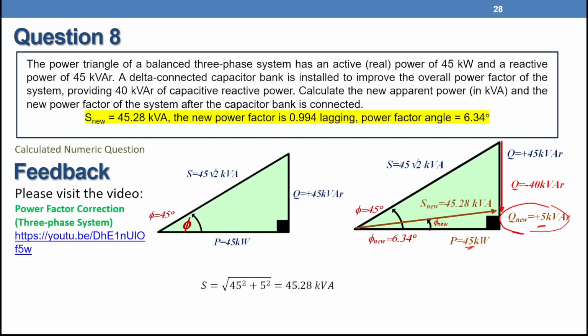What about the new power factor? So the new angle will be tan inverse Q new over P. So that one will be tan inverse 5 over 45, which gives you 6.34 degrees. And the new power factor is cosine of this angle, which is 0.994 lagging power factor.